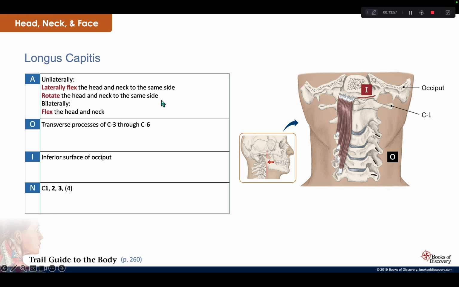Now bilaterally working together, it's going to flex the head and neck forward. Because it is in the front of the neck, it is going to flex forward. It originates on the transverse processes of C3 through C6. All right, here's 1, 2, 3, 4, 5, 6. All right, and then it runs up. So usually, remember, the origin is kind of usually the stationary part of the muscle. The insertion is where it moves. So that's going to run up the neck and insert on the inferior surface, deep, deep, deep of the occiput.